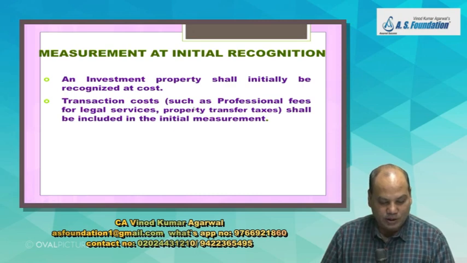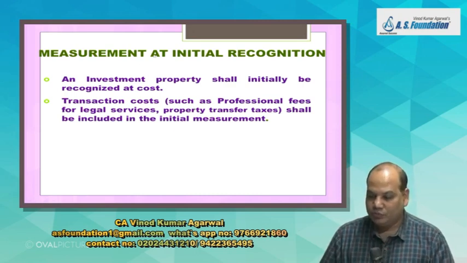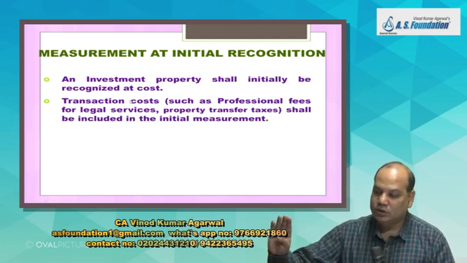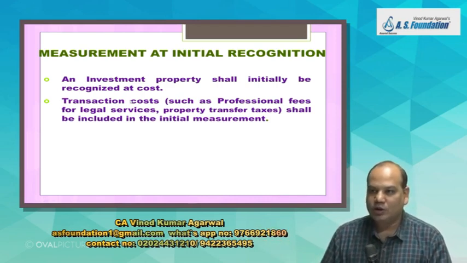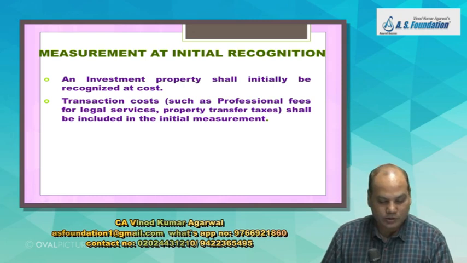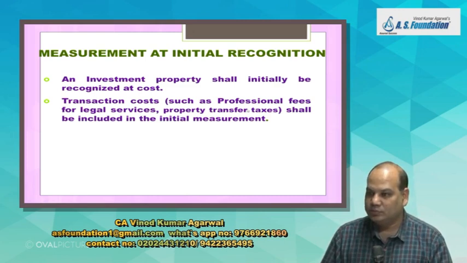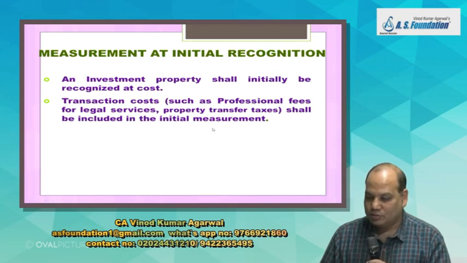Now come to measurement at initial recognition. So this is very important. In this chapter, an investment property initially will be recognized at cost, like IAS 16. Initially not at fair value. Subsequently, you can choose an accounting policy. What about the transaction cost? Because when you buy a property, you have to incur professional fees. Legal fees, property taxes, consultants fees, brokerage, commission, that shall be added to the cost on initial measurement.